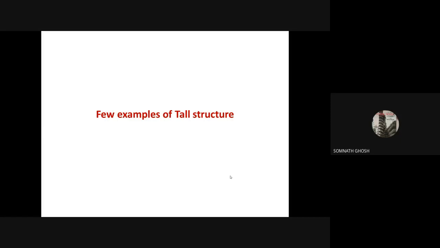Codes doesn't mean that only Indian code. One can consult other codes also, American code, British code, Euro code. So there are many codes which we can consult, but our main objective is to design a safe tall structure.